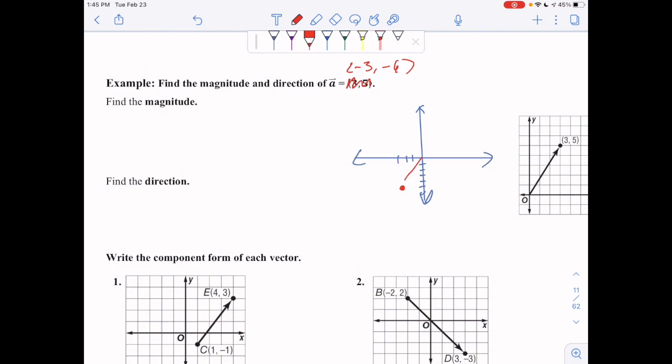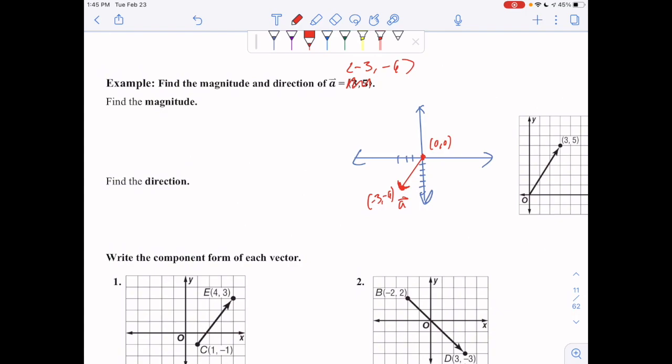So this vector, we call it vector A. Okay, -3, -6. Now what we need to understand though is that this starts at 0, 0, right? We know this starts at 0, 0, and ends at -3, -6, right? Okay, so that's the vector form.